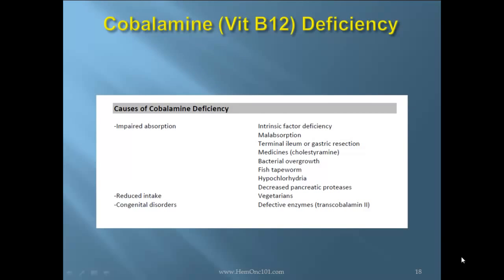Causes of cobalamin deficiency. 1. Impaired absorption, which may include intrinsic factor deficiency, malabsorption, terminal ileum or gastric resection, medicines such as cholestyramine, bacterial overgrowth, fish tapeworm, hypochlorhydria, decreased pancreatic proteases, or it may be caused by reduced intake such as vegetarians, or congenital disorders such as deficiency in transcobalamin 2.